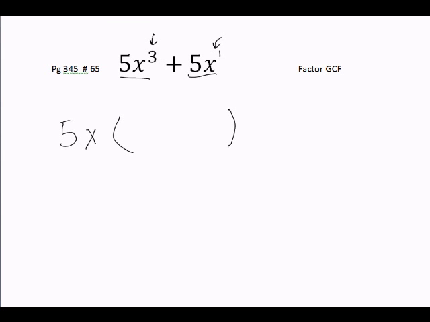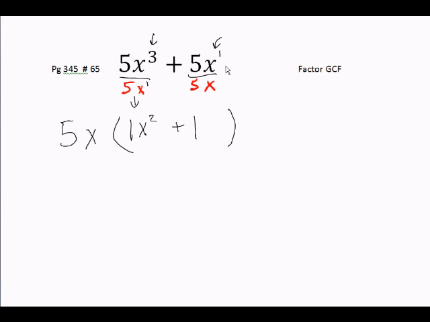The next step of finding the greatest common factor is dividing each term by what we found outside the parentheses. I get 5 divided by 5, which is 1. x cubed divided by x, remember when you have exponents and you're dividing them, same base, the base stays the same. You subtract the powers. 3 minus 1 is 2. 5 divided by 5 here is 1.